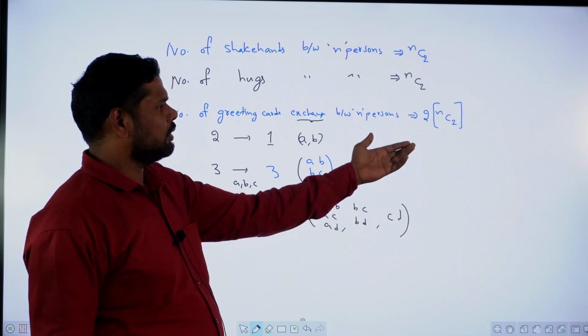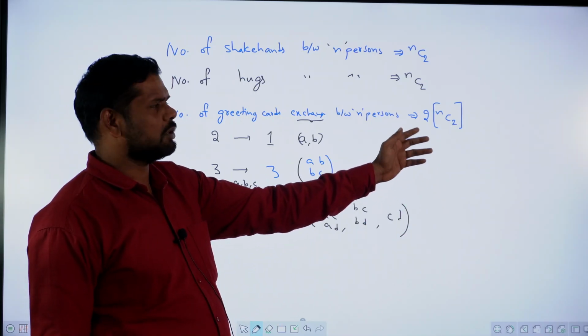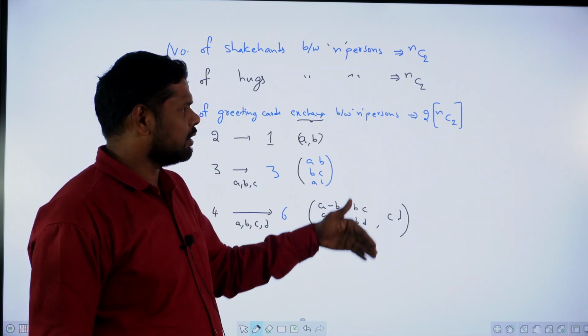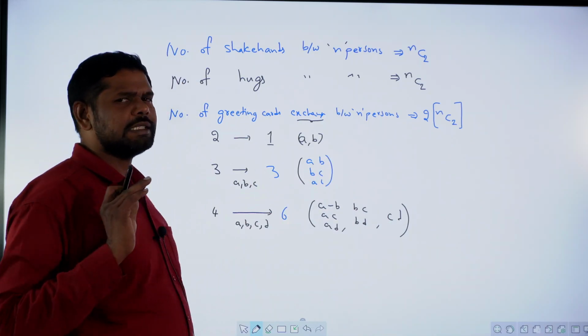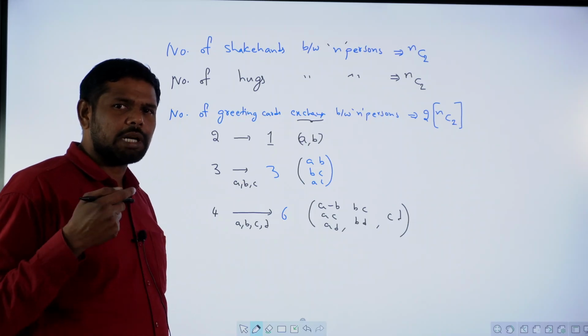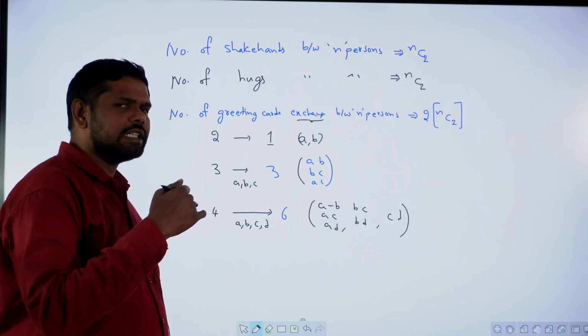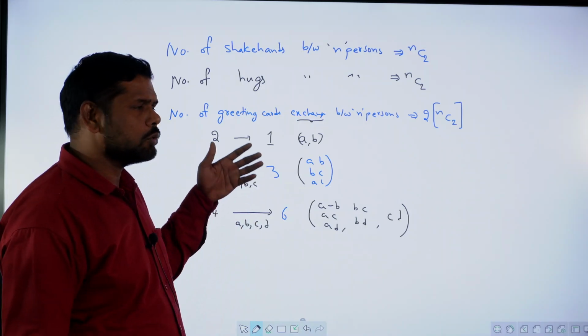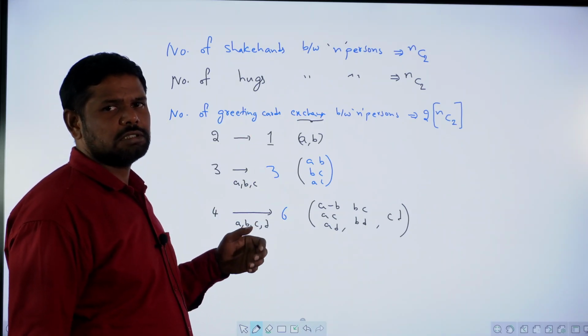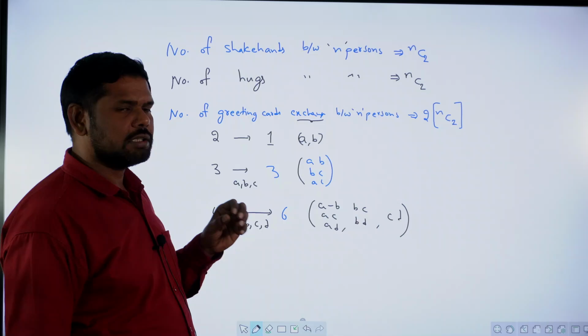So what is possible? 2 times nC2; 40 members means 2 times 40C2. Like that we are going to find out. These are some very basics: number of shake hands, number of hugs, number of greeting cards exchanged between persons, and how many persons we choose from the total persons, so a committee is formed. These are all some basics.